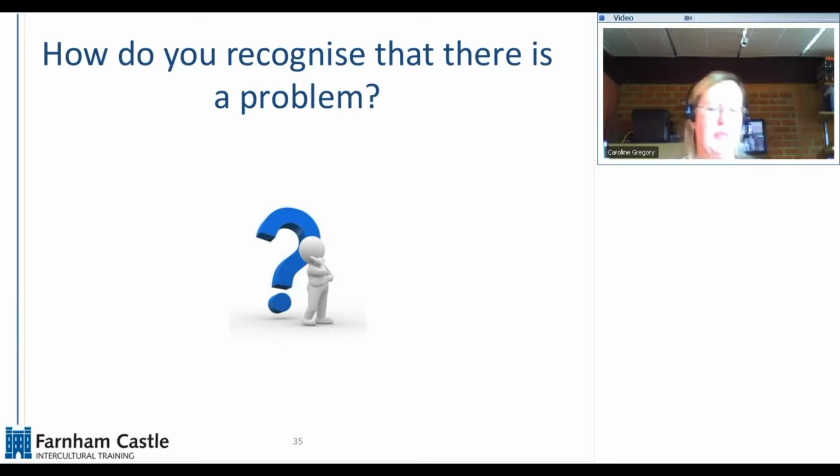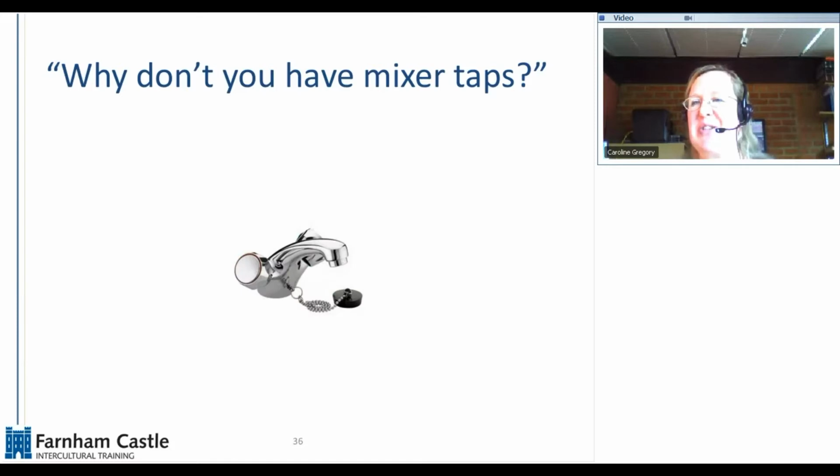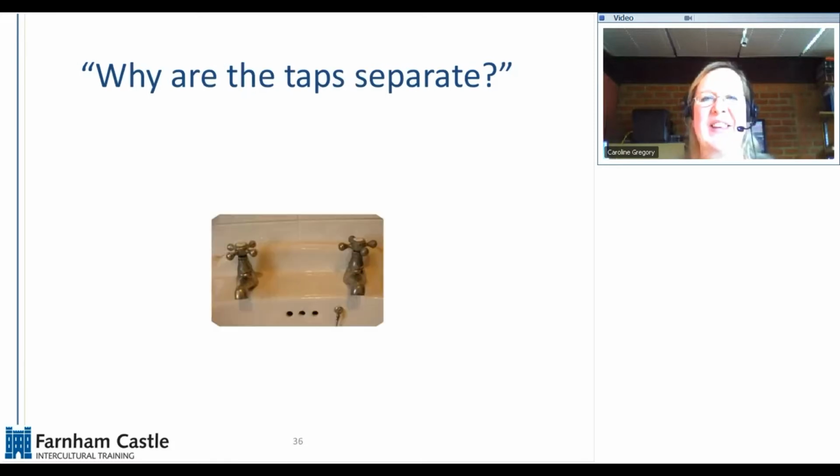Why are the taps separate in the United Kingdom? I can't tell you how many times I've been asked this question. I'm not a plumber. I've never had that experience, but this question comes up a lot. Now, of course, there is a response you can give, that in the United Kingdom we're very brave, we're very strong, and we can deal with washing our face and hands in freezing water or scalding water. But I don't say that.